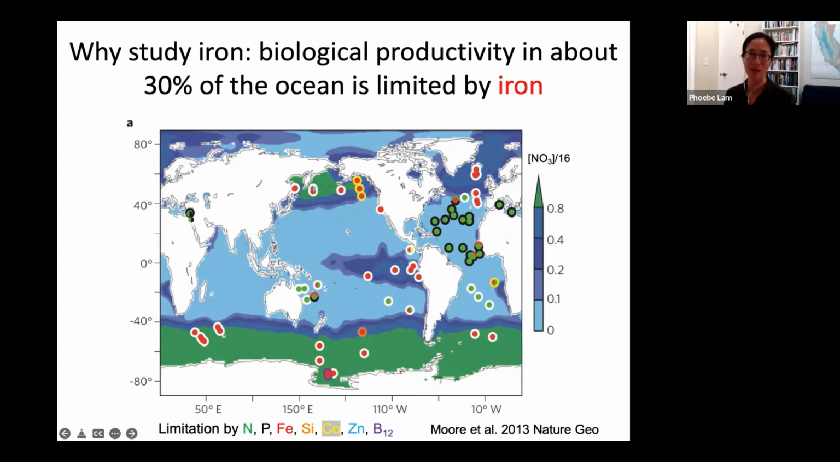And the idea is that a major nutrient, nitrate, phosphate, you need that for proteins, lipids, DNA. But iron is an essential micronutrient. You need it for many biochemical functions. And in these particular places, even though you have plenty of major nutrients, you don't have enough micronutrient iron. So we really need to understand iron based on these experiments.